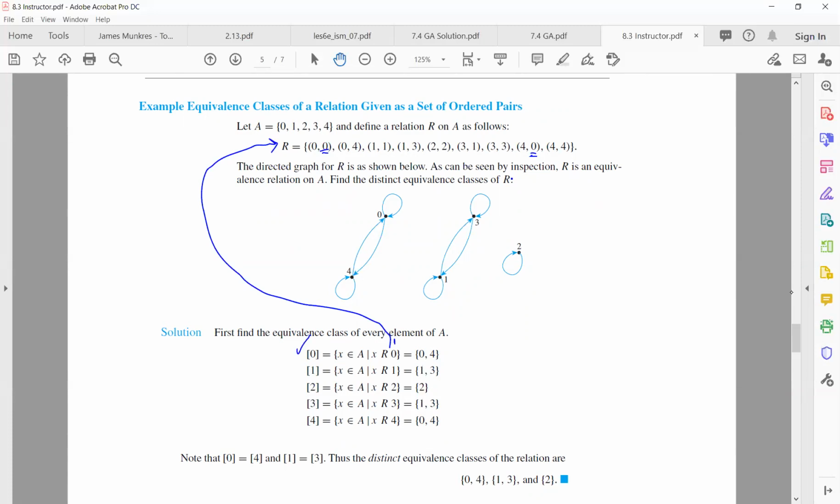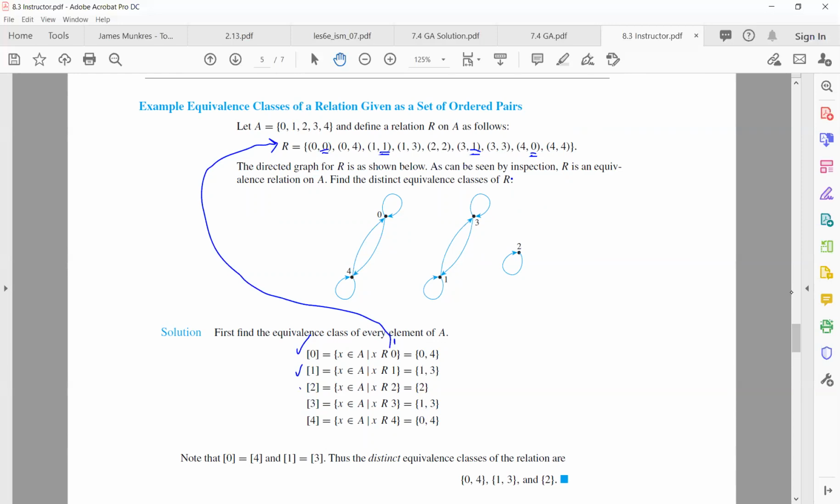Next, the equivalence class of the second element. Open bracket, close bracket, 1, is the set of all elements in A such that x is in relation with 1. Again, we have to check R. The second element is 1. 1 is in relation with 1. 3 is in relation with 1. So the class is 1 and 3.